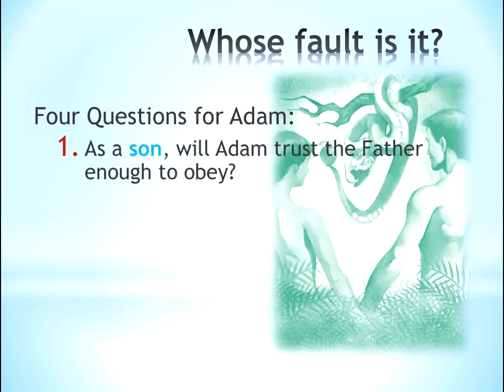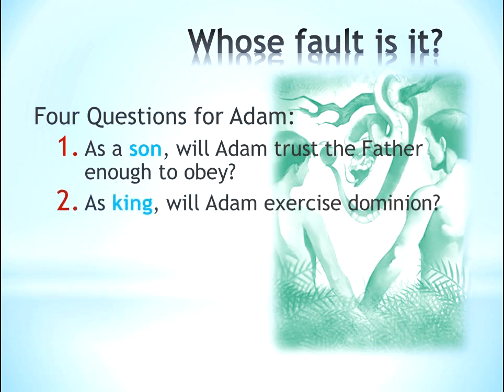Those relate to his 4 roles. So role number 1, as the Son of God, is Adam going to trust his Father? Trust him to do what? God gave him 2 commands. Number 1, do not eat of the tree of the knowledge of good and evil. And number 2, to guard and to keep the garden. If he's going to guard and keep the garden, that means he has to guard it from something. Presumably, he's to guard it from the snake, which he seems to have failed to do.